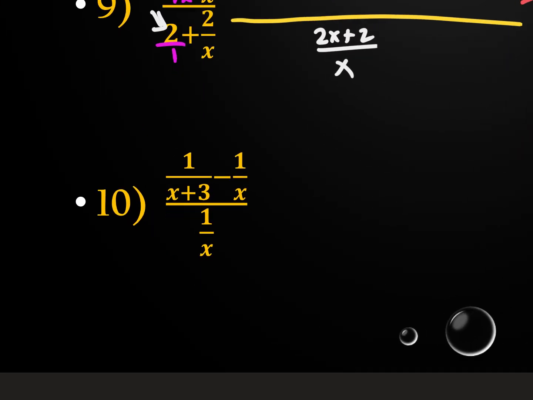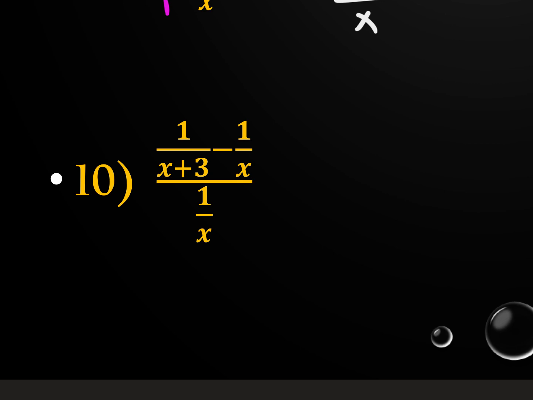All right, let's look at the last one. Is my numerator a simplified fraction with 1 denominator? No. So let's go ahead and get that there. I have x plus 3, and I have an x. What is my common denominator between x plus 3 and x? X times x plus 3.